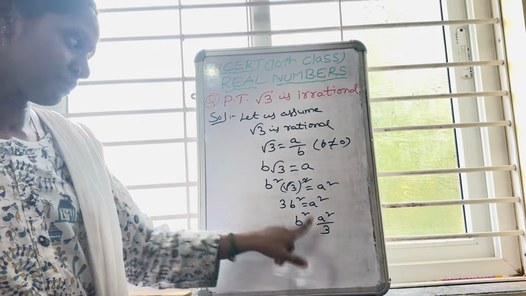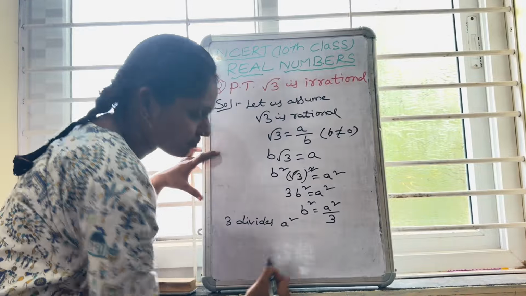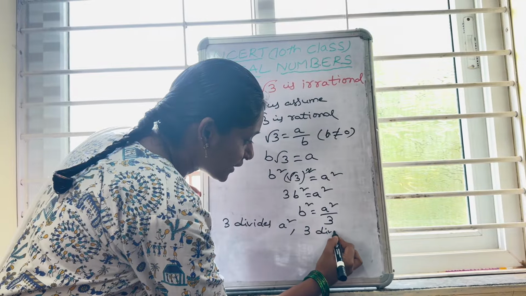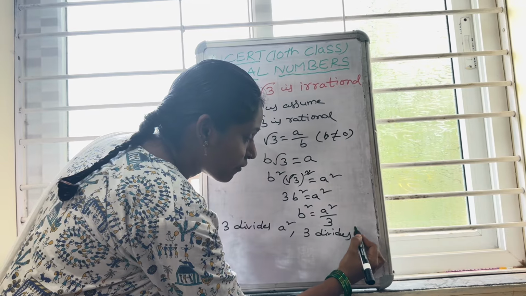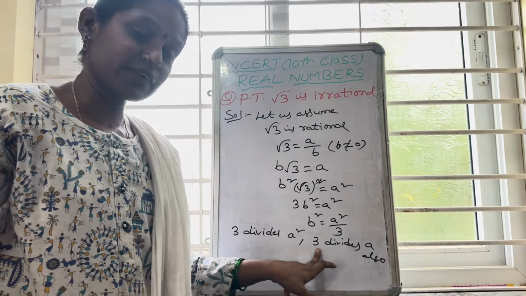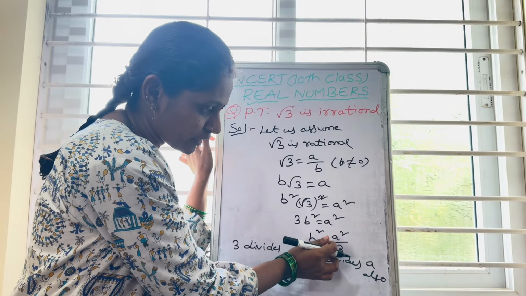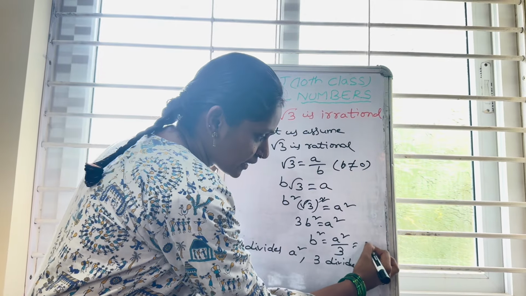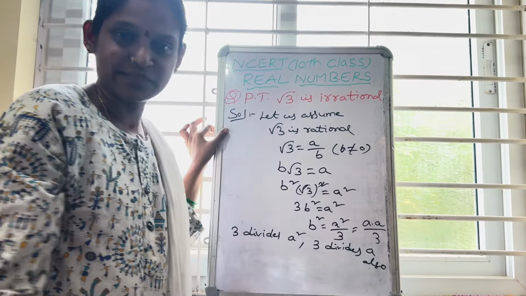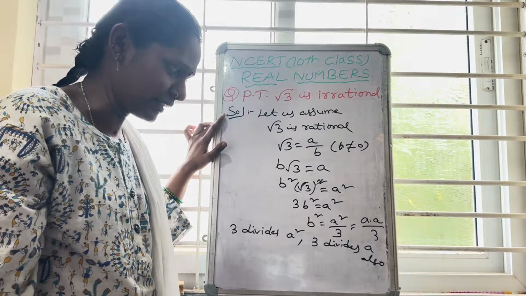What do I conclude here? 3 divides a squared. And we can say again, 3 divides a also. See here, 3 is dividing a squared, which is a into a. So 3 dividing single a, and here 3 dividing a squared. That I am saying: 3 divides a squared, 3 divides a also. 3 divides a.